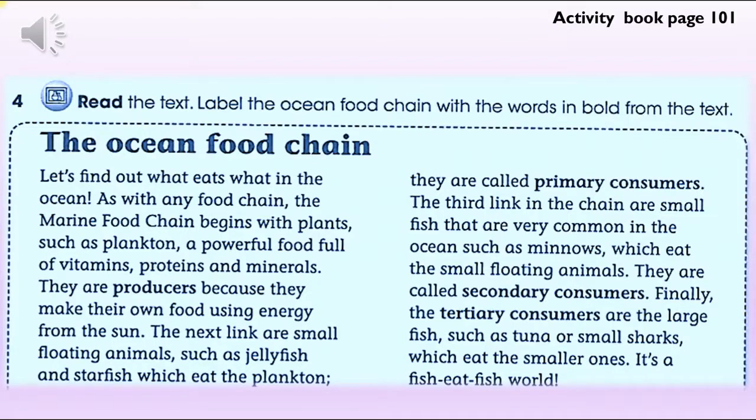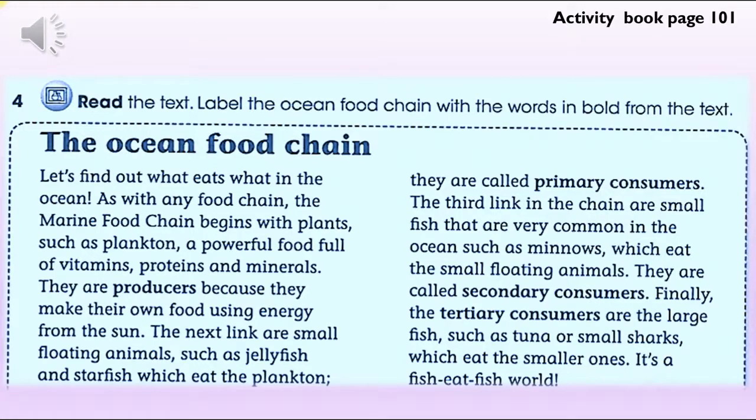Exercise 4. Read the text. Label the ocean food chain with the words in bold from the text. The ocean food chain. Let's find out what eats what in the ocean. As with any food chain, the marine food chain begins with plants, such as plankton, a powerful food full of vitamins, proteins and minerals. They are producers because they make their own food using energy from the sun. The next link are small floating animals, such as jellyfish and starfish, which eat the plankton. They are called primary consumers.